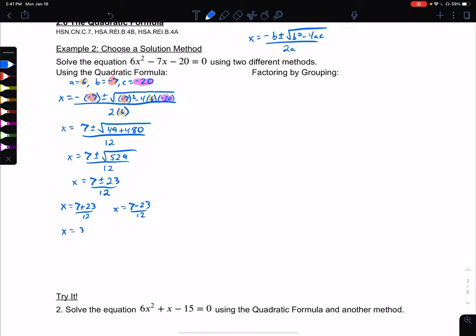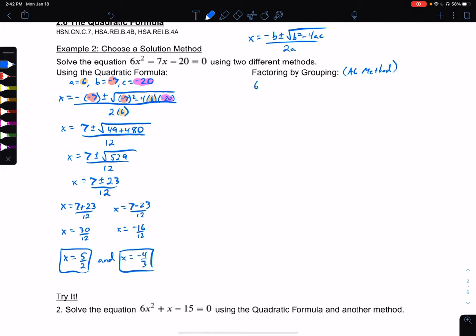So x is equal to 30 over 12, and if I was to reduce that, that would become 5 over 2. And then here, 7 minus 23 would be negative 16 over 12, and that would reduce to negative 4 over 3. All right, and those are our two solutions. This one wasn't too bad. There is always the risk of making mistakes within the radicals and substituting, but overall, not the worst problem we've seen. Now, factoring by grouping, really, it's also the AC method in this case.